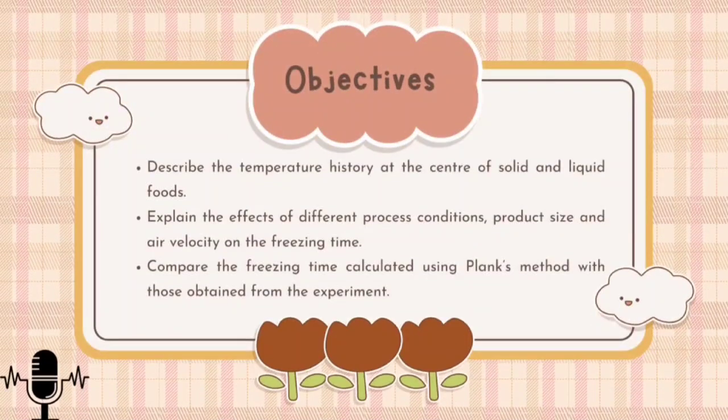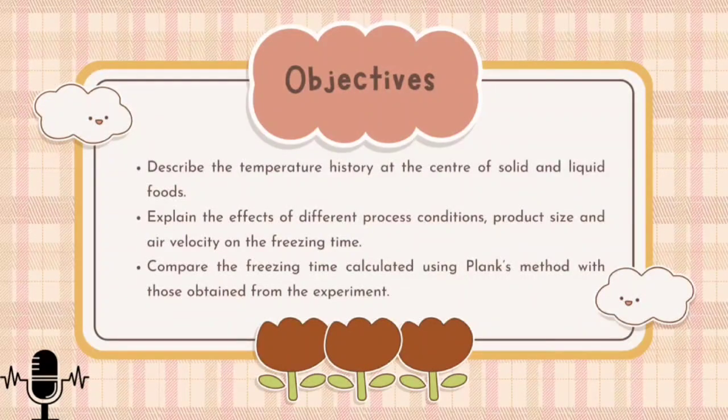In this experiment, we have three objectives. First, we can describe the temperature history at the center of solid and liquid foods, which is crucial in understanding the freezing process. Solid foods typically experience a gradual decrease in temperature until reaching the freezing point, followed by a more steady decline during the freezing phase. In contrast, liquid foods tend to undergo a more uniform temperature reduction until complete solidification.